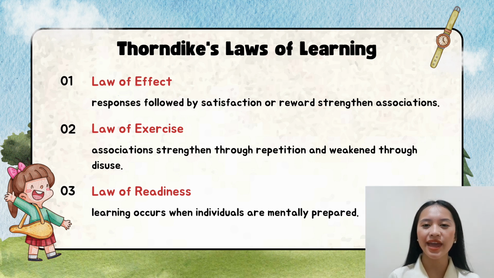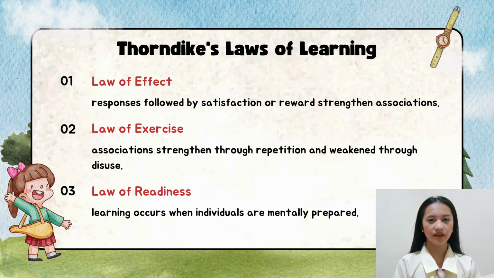So second, we have the law of exercise. This law states that association strengthens through repetition and weakens through disuse. Thorndike's law of exercise states that connections between stimuli and responses strengthen with repetition and practice, solidifying learning. Regular repetition reinforces the connection, making behaviors more automatic, while infrequent use weakens the connection.